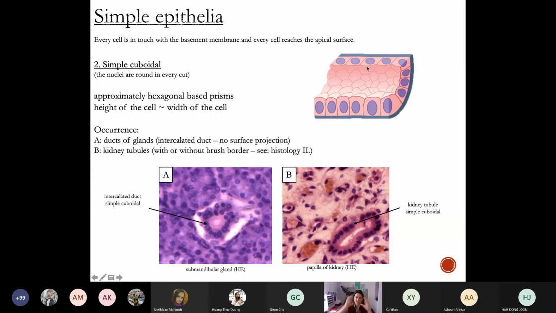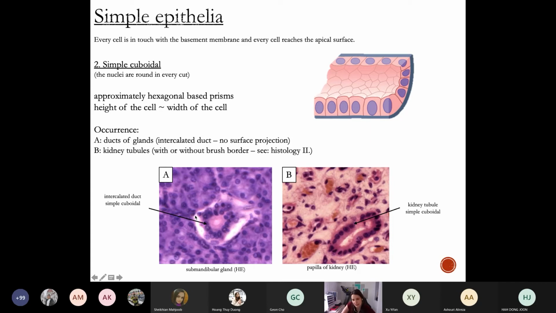Okay, so if there is a ball and you cut it, it doesn't matter where you cut the ball, you will get always a round shaped cut, only the size could be different. Okay, here we can see two examples. The first one I already showed you before. It's from the kidney, also from a tubule of the kidney. And this other one is a duct, actually, of a salivary gland. You will see it also later on this semester.